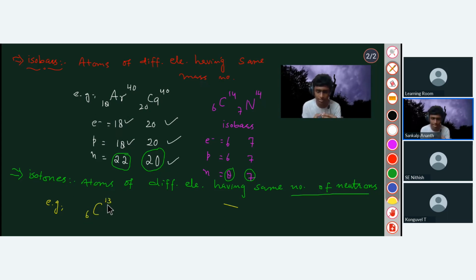Sir, if isotones means the same number of neutrons in two elements, does that make them have the same number of electrons and protons also? No, they will have different numbers of electrons and protons.